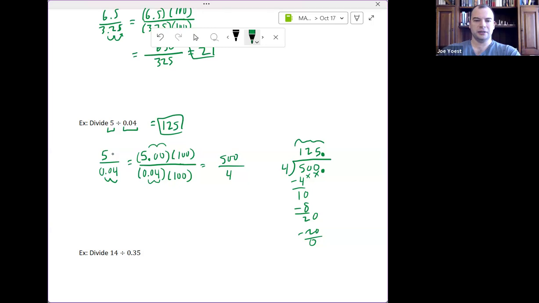So if we were in some strange country that had currency that came in values of 4-cent pieces, like instead of a nickel or a penny, if they had 4-cent pieces, how many of those 4-cent pieces would be needed to make 5 of that country's dollars? We'd need 125 of them.